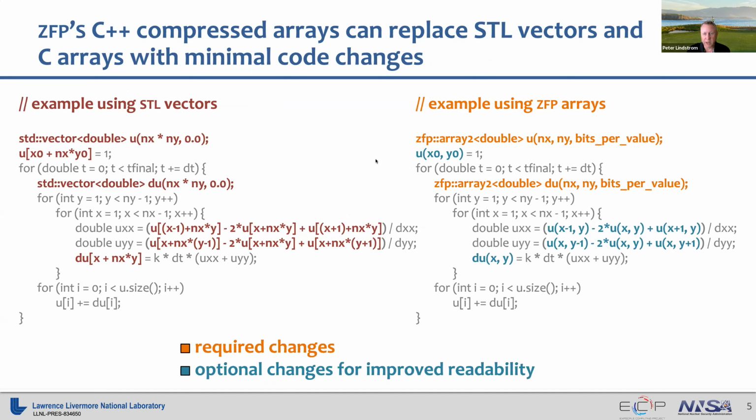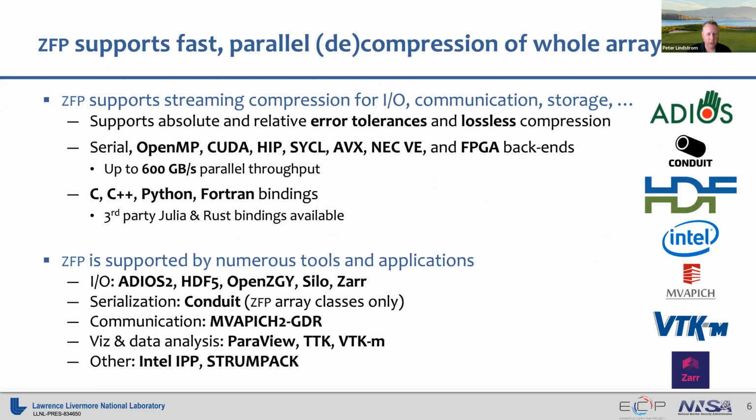What I'm showing here is a short code snippet on the left, where we're using standard STL vectors to implement a 2-dimensional array. And on the right, I've highlighted in orange the lines that would have to change. These are just your standard array declarations where we declare an NX by NY 2-dimensional array. The user also specifies, in this case, the number of bits per value of compressed storage in memory. The lines I've highlighted in blue just provide a nicer syntax for indexing into 2-dimensional arrays, but those changes are optional.